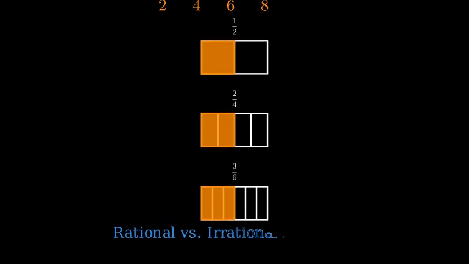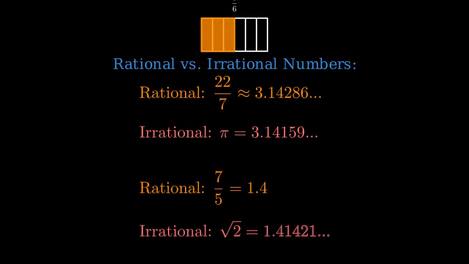Not all numbers are rational. There are also irrational numbers, which cannot be expressed as a fraction of two integers. Some famous examples include pi and the square root of 2. These numbers have decimal expansions that neither terminate nor repeat.